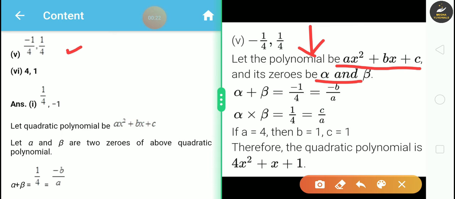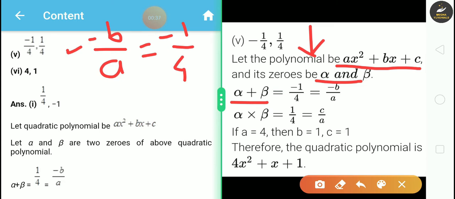It is given that the sum of zeros, that is alpha plus beta, is equal to minus 1 upon 4. Therefore we can write minus b upon a is equal to minus 1 upon 4, and the product of zeros, that is alpha into beta, is 1 upon 4. So we can write c upon a is 1 upon 4.